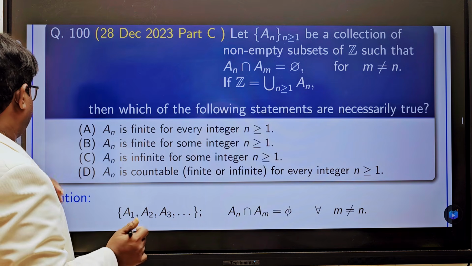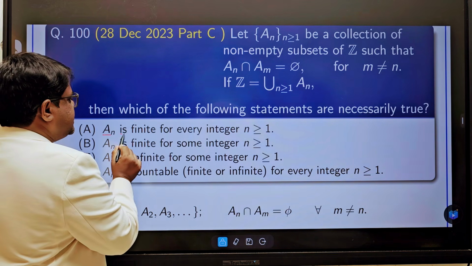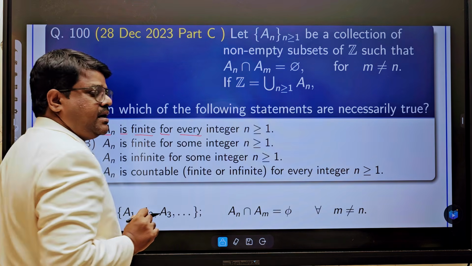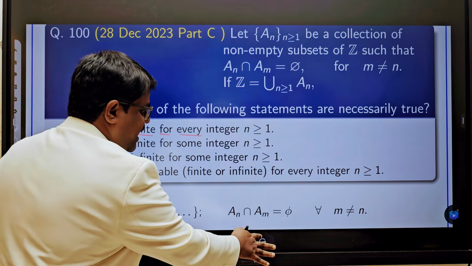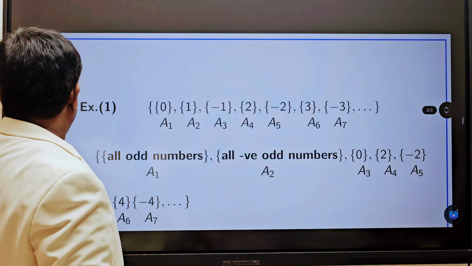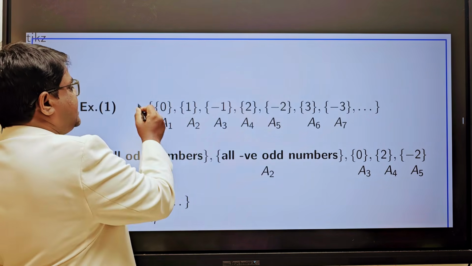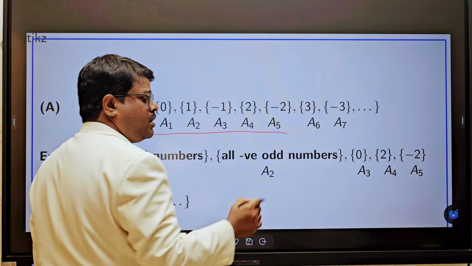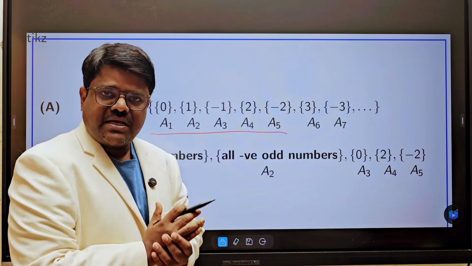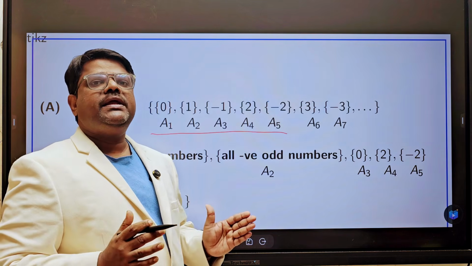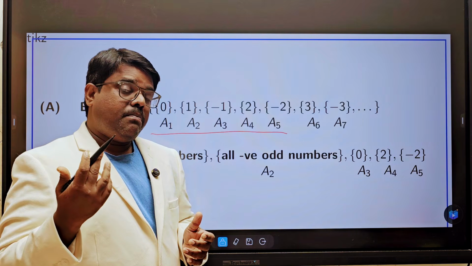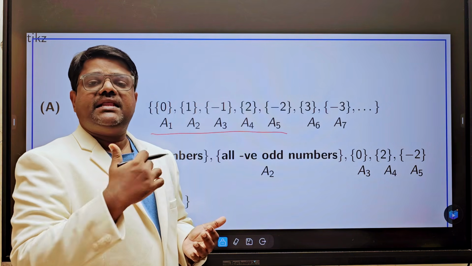But the question is, listen here, A_n is finite for every integer n. For every integer means they are telling this is the only option. If you take all the collection of the subsets and take the union, then you will get the set of integers capital Z. But I will take another example.